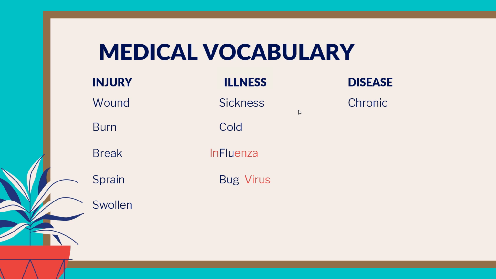Now, a disease is a very harsh thing, okay? There are mental diseases, there are physical diseases. Something that is chronic means that it continues for a long time. It doesn't go away. Like, even if I have a chronic cough, it means I'm always coughing. It doesn't go away.